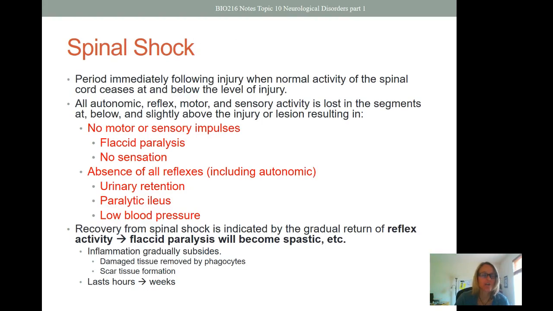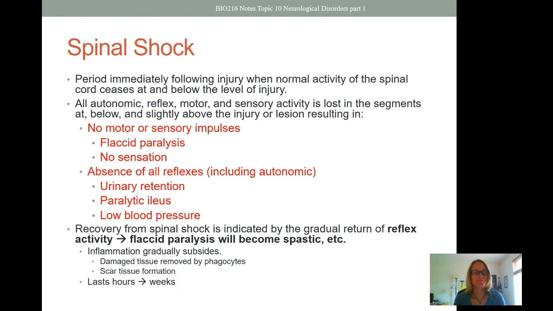Okay, spinal shock. Spinal shock is the period immediately following injury when normal activity of the spinal cord ceases at and below the level of injury. So we're kind of in a state of shock. Okay, so during the period of spinal shock, we lose all reflexes, all autonomic reflex, motor, and sensory activity in the segments at and below and slightly above the injury or lesion, due to inflammation.